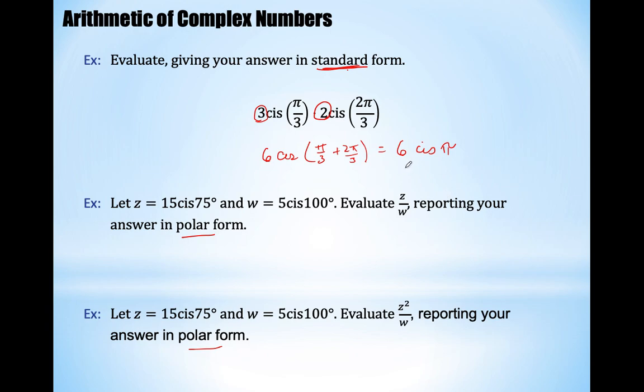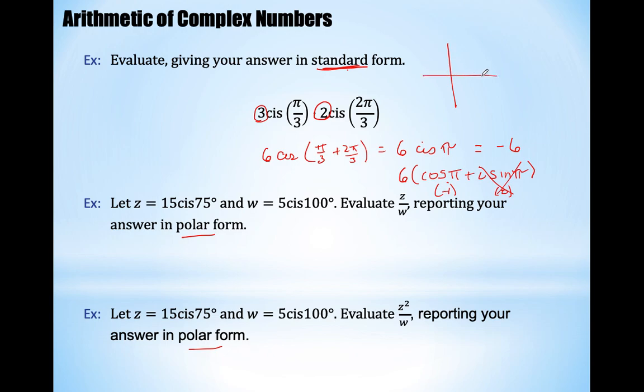Right? So what is that, but now I have to put this in standard form. So, what is cosine of pi and sine of pi? So this just ends up being -6. Well, what the heck?